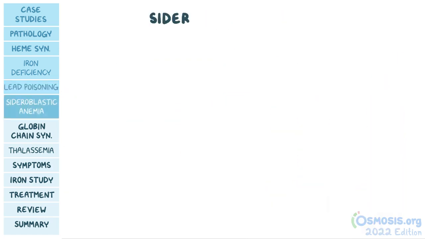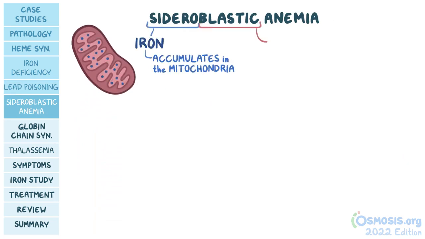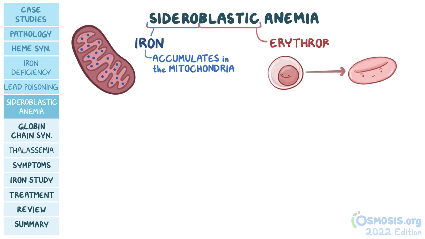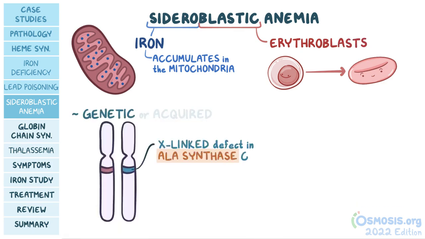Next up is sideroblastic anemia, where sidero means iron and refers to iron accumulation in the mitochondria, and blast refers to the nucleated precursors of RBCs called erythroblasts. Sideroblastic anemia can be genetic or acquired. X-linked defect in ALA synthase gene is a genetic cause.